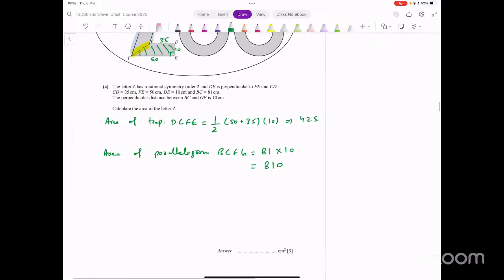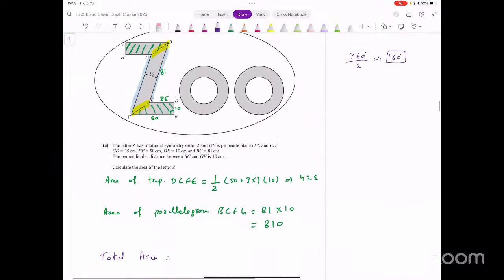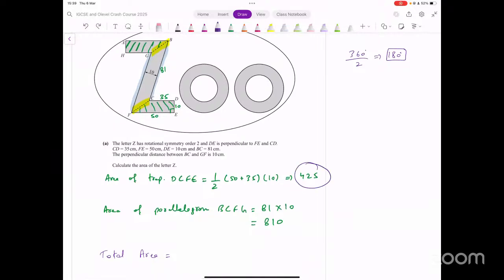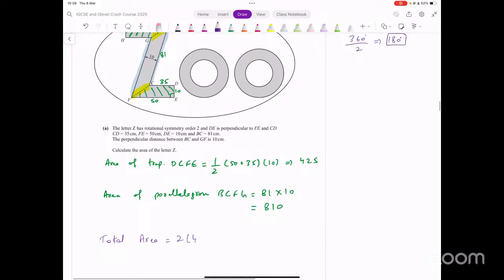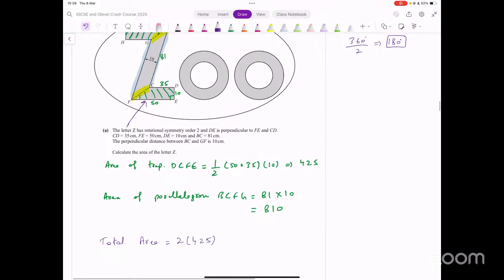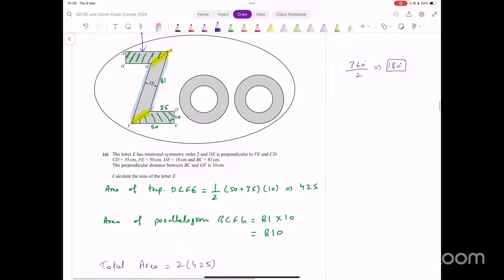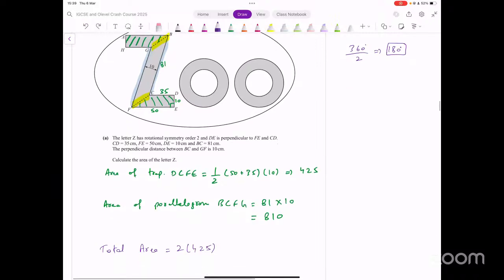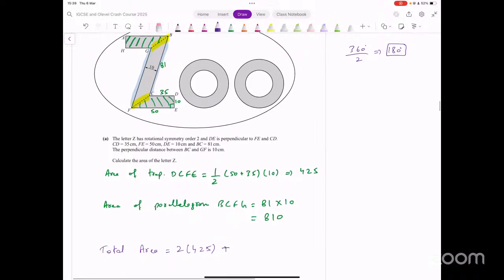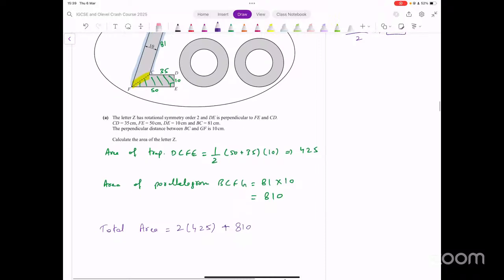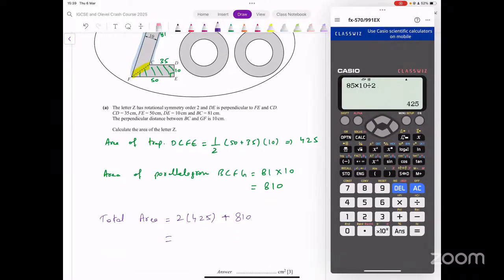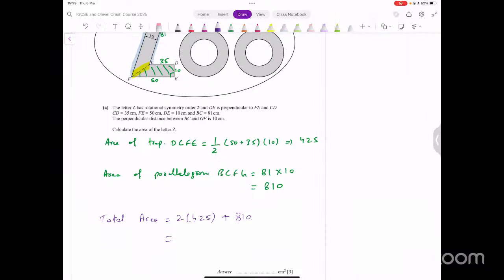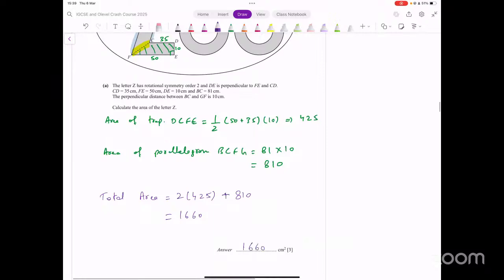What's the total area then? The total area of this figure? There are two trapeziums, the green ones. One has area 425, so you multiply that by 2. So that's the area of the trapezium at the bottom and the trapezium on top, right? Add to that the area of the parallelogram, that's 810. And that should give you the result. That's 850 plus 810, and that will be 1660. That's the area that we were looking for. Okay, that's the first part.